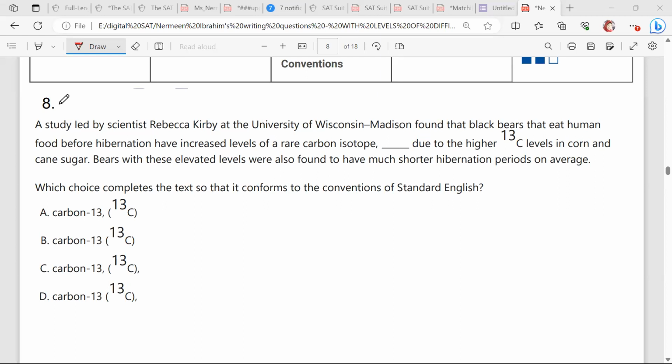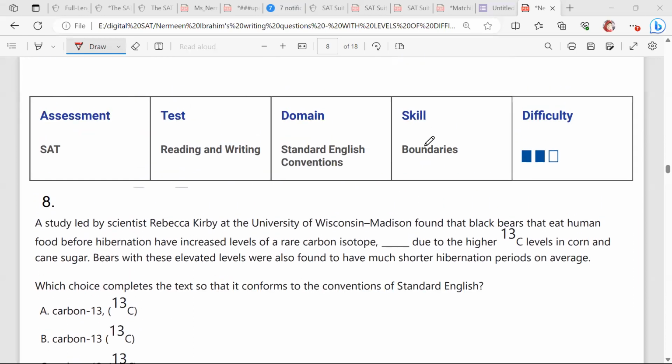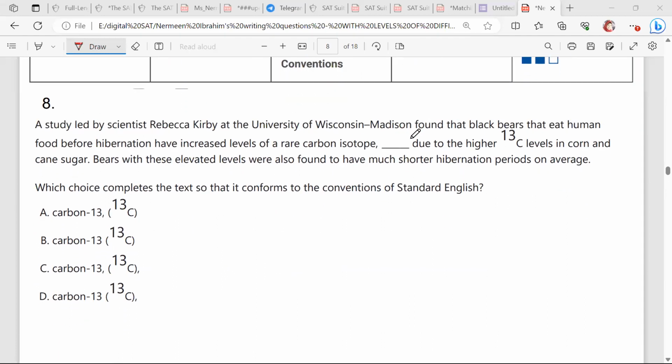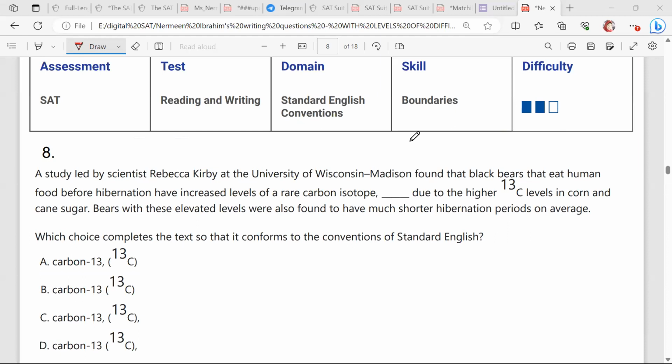So here, number 8. Think about it. It's a little bit problematic. What is the skill? The skill is about boundaries: punctuation between clauses and phrases, main and supplementary. So you have to identify the main clause and the non-essential part if there is a non-essential part. Let's go, the chat box is activated already.